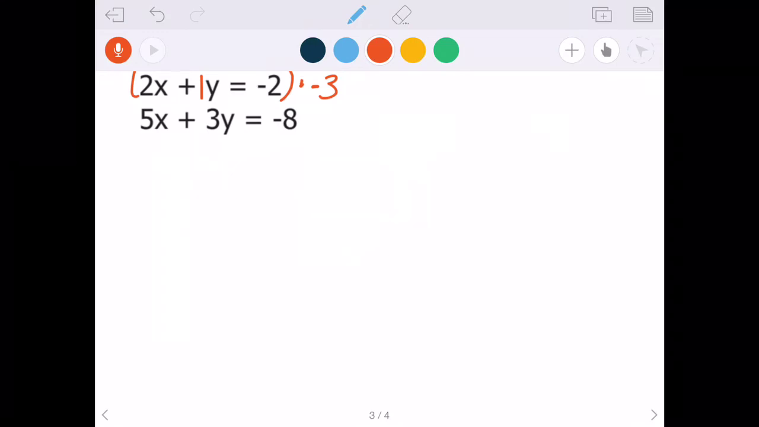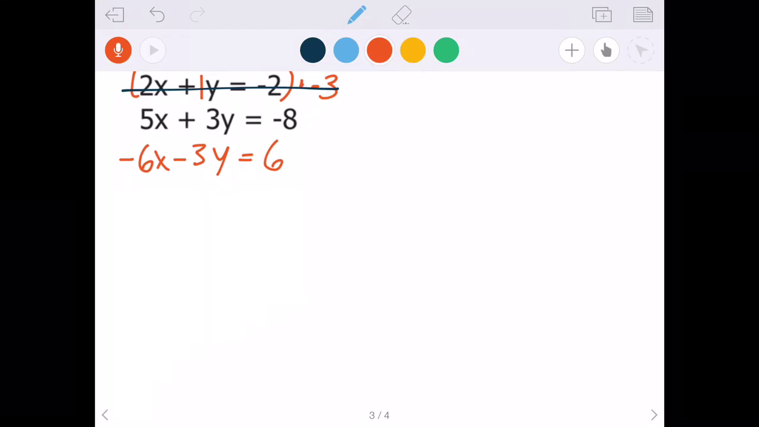So when I do that, I'm going to rewrite it below the first one, so that's -6x minus 3y equals +6. Now I'm just going to put a line through that one so I don't get confused. So now I have my two equations.